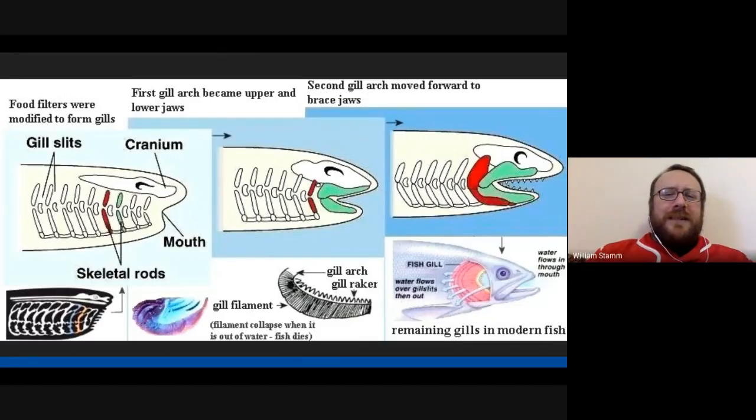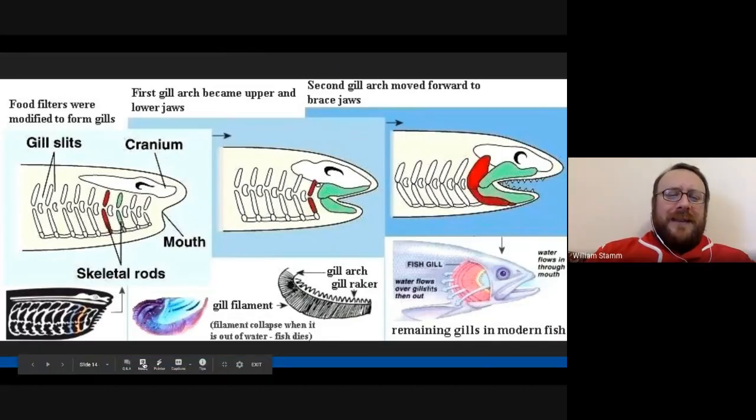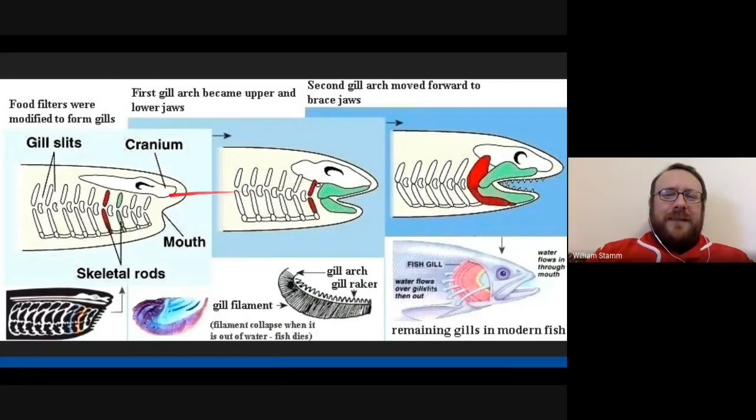So a couple pictures here. Obviously, we have a very simplistic looking head of a fish, and going to the right, we get more advanced. This is what these gill slits would look like. The gill slits would be where the water comes in. These are like some sort of rod-like structures that would form these arches.